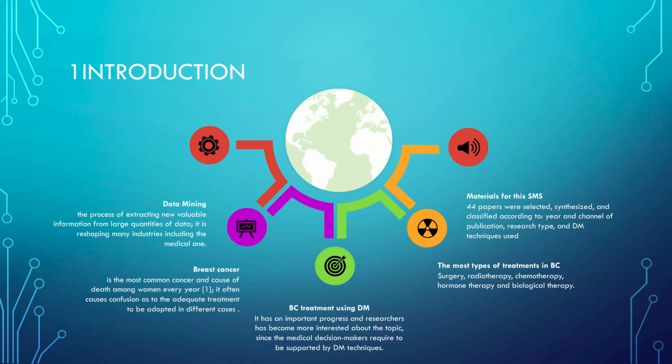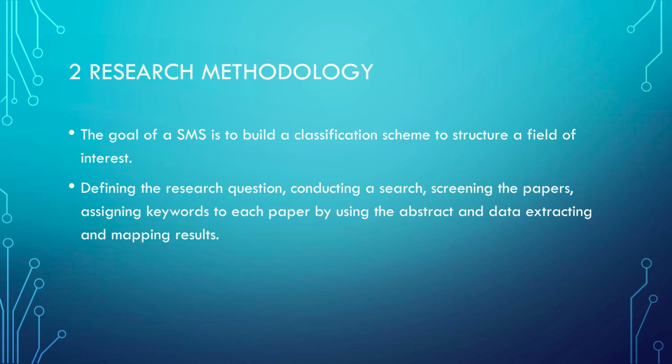So we collected 44 papers, synthesized them, and classified them according to year, channel of publication, research type, and data mining technique used. The goal of this SMS is to build a classification scheme to structure a field of interest. Well, SMS involves a horizontal approach to the published studies. A systematic literature review discusses and analyzes the process and outcome of previous work vertically.